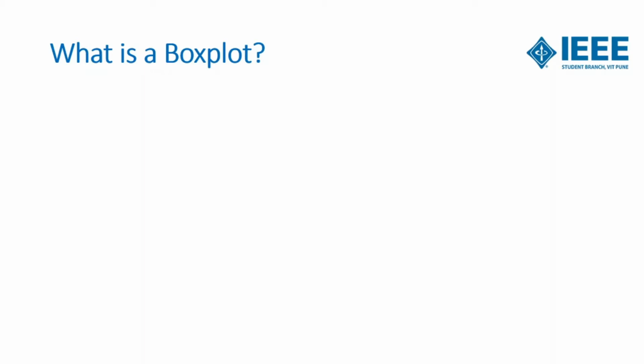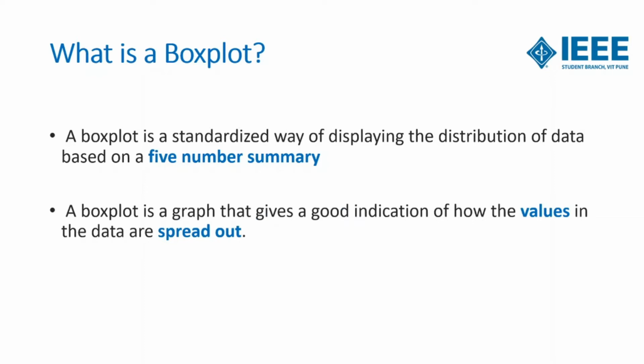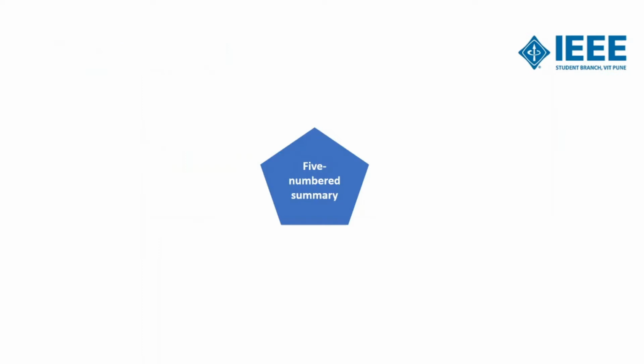Histograms are generally used to indicate the central tendency of data, but boxplot is a way of displaying the distribution of data based on a 5-number summary. It also gives an indication of how the values in the data are spread out. Boxplots show the 5-number summary of a set of data. Let us one by one see what they are.